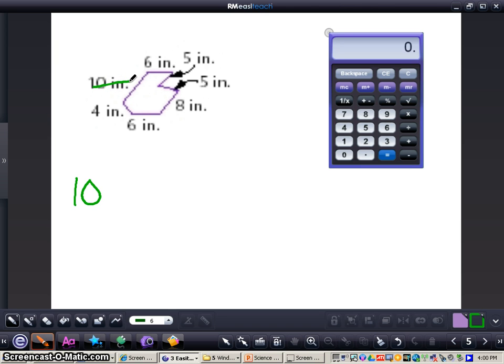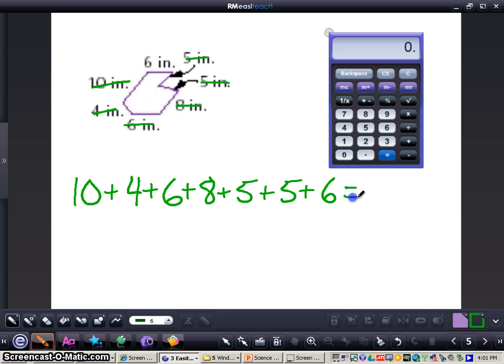Now you can't cross them out on the screen obviously, but think about a method if you're doing this with paper and pencil to cross some of these measurements out. We have 10 plus 4 plus 6, just keeps myself nice and organized, plus 8 plus 5 inches plus another 5 inches. You can see it can get a little confusing if you do not write this down. Plus 6. We're going to add all of these together, and that'll give us our perimeter.